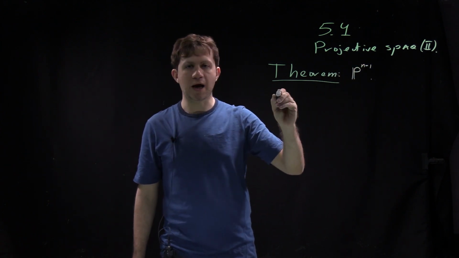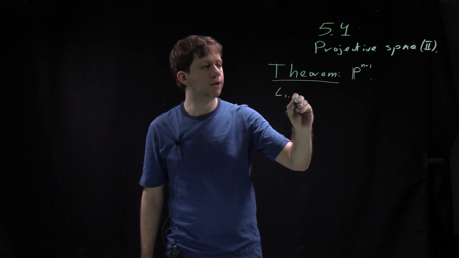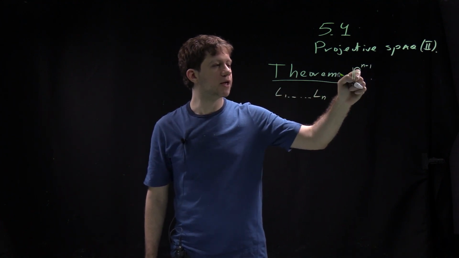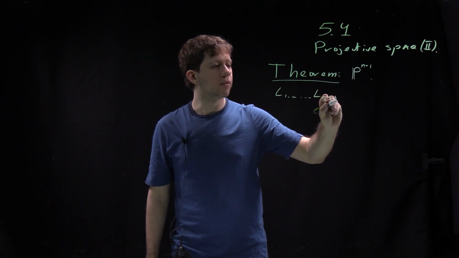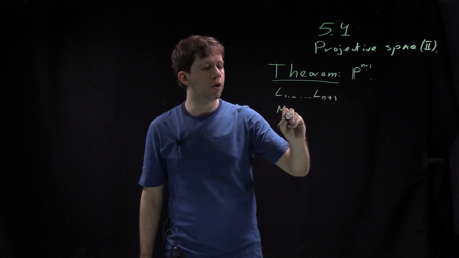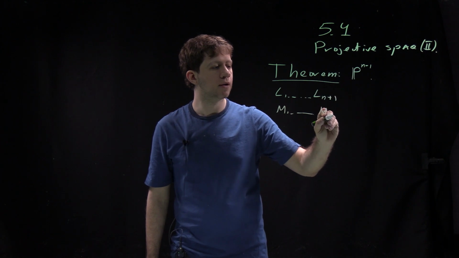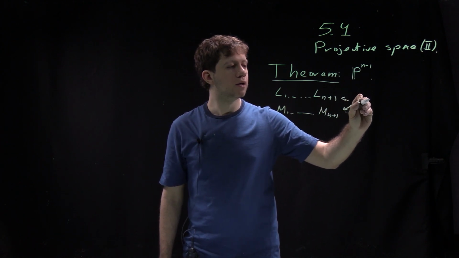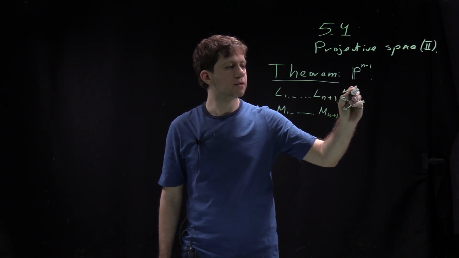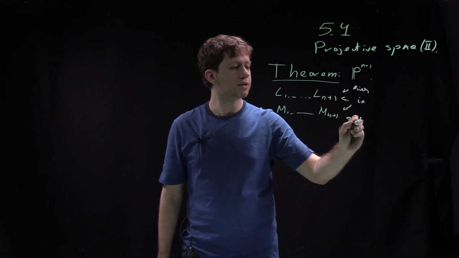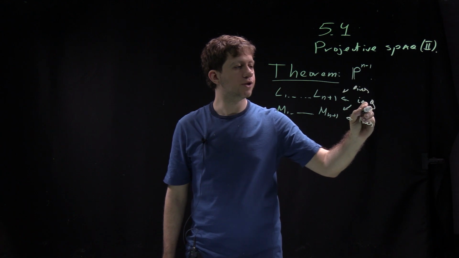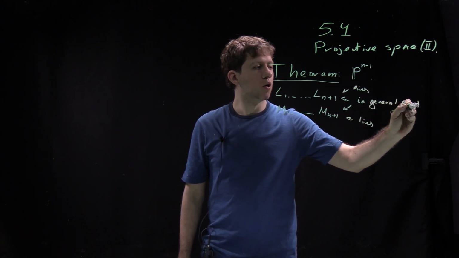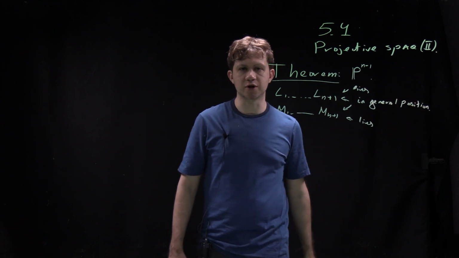and you have 2 collections of lines, L1, ..., L_{n+1}, and M1, ..., M_{n+1}. So these are lines in general position. So what does in general position mean?